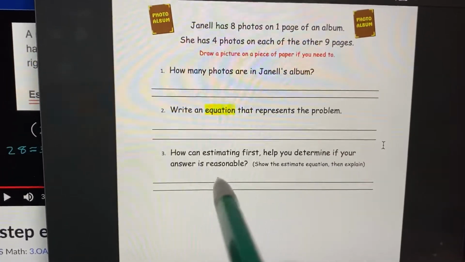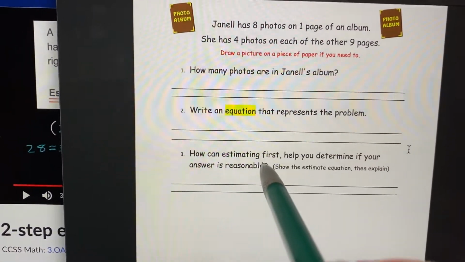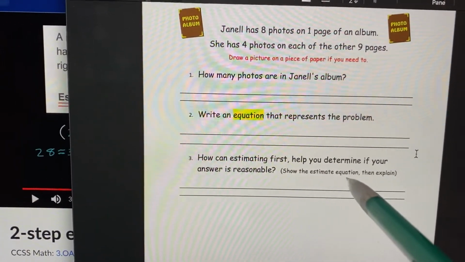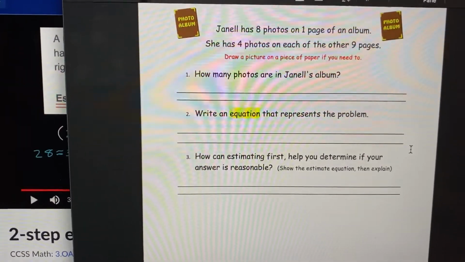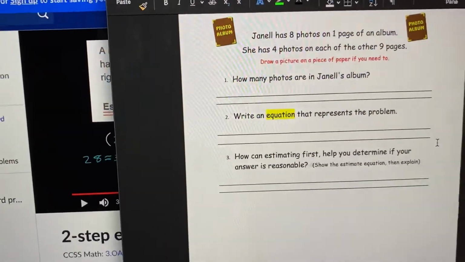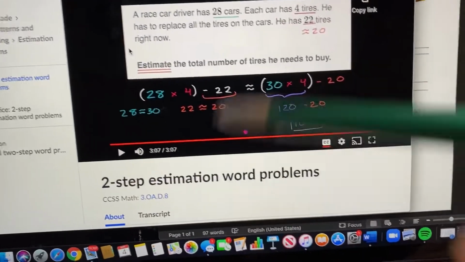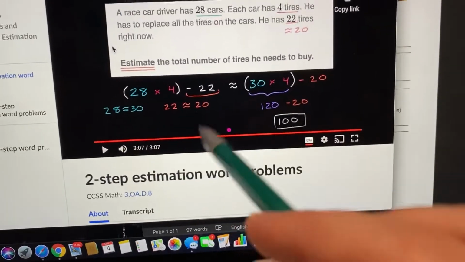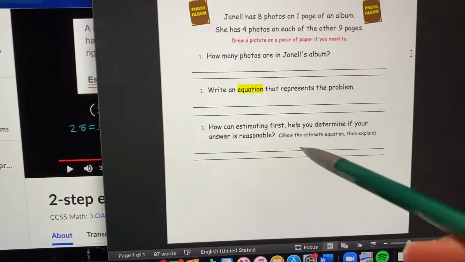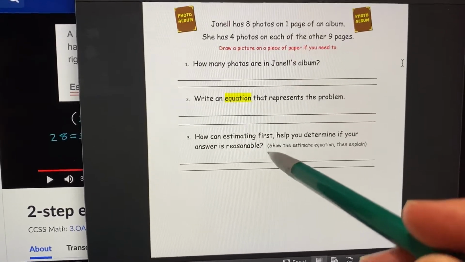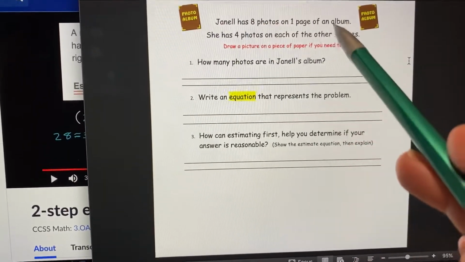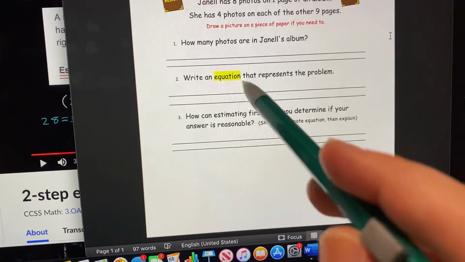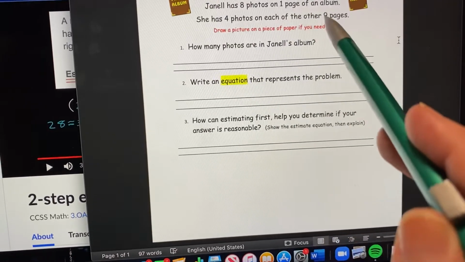Number 3 is asking, how can estimating first help you determine if your answer is reasonable? Show the estimate equation, then explain. So, what we saw in the Khan Academy video, remember how he rounded up the numbers 28 to 30, 20 to 22, or he rounded down? Here, looking at this one, what numbers can we round the number 8 and the number 9 to? And then what would be the equation? It's the same equation you used up here, but just different numbers.